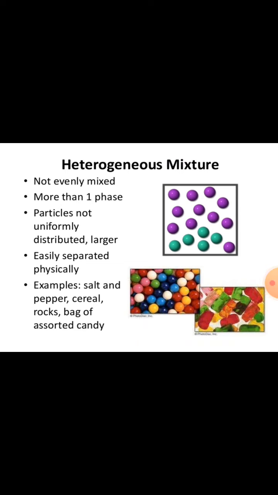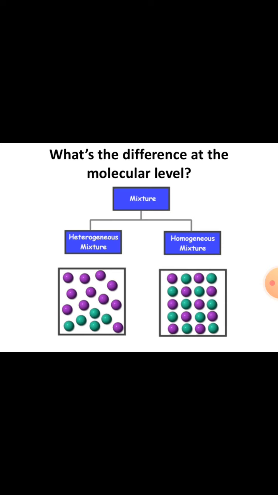Here are some examples of heterogeneous mixtures: salt and pepper, cereal. Cereal is a type of grain, like wheat and so on. Then rocks, a bag of assorted candy. These are all examples of heterogeneous mixtures. We can learn more examples from our daily life. In the next class, you should find more examples of heterogeneous mixtures and homogeneous mixtures.